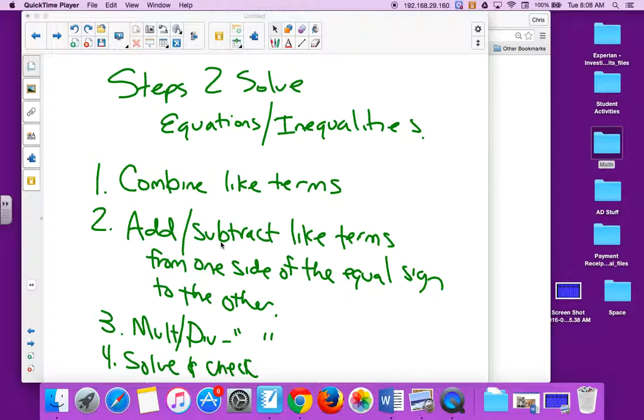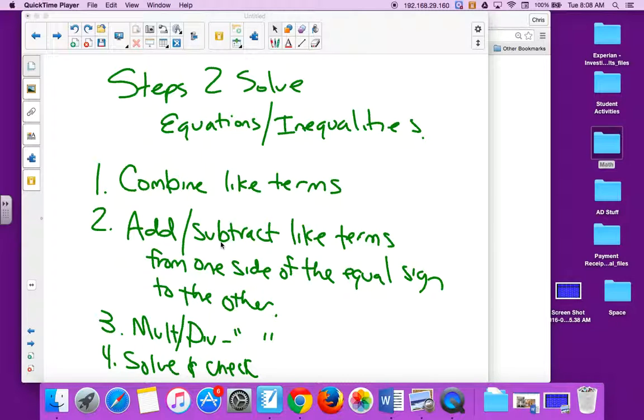Only difference here, when you're going from one side to the other, you need to make sure that when you multiply or divide, you must do it to every detail. If you do this order, step one combine, step two add and subtract, step three multiply and divide, everything should be set up so it's all in one area to make it a little easier. However, if you happen to skip around, just make sure when you multiply or divide, you must do it to every single term.